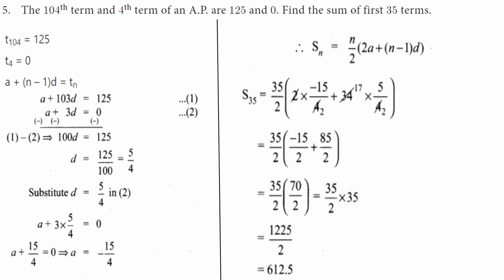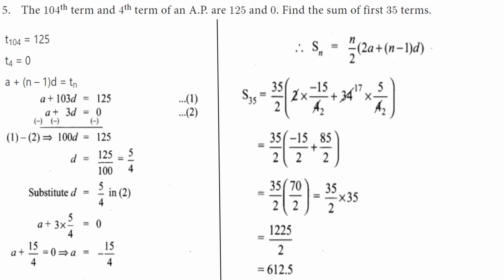The 104th term and 4th term of an AP are 125 and 0. Find the sum of first 35 terms. First, T104 equals 125 is given, and T4 equals 0 is also given. So what is the formula? Tn equals A plus n minus 1 into D. So we have to find D and A here. First equate these two. T104 means A plus 103D, n minus 1, 104 minus 1, that is 103D, equal to 125. T4 means A plus 3D equal to 0.